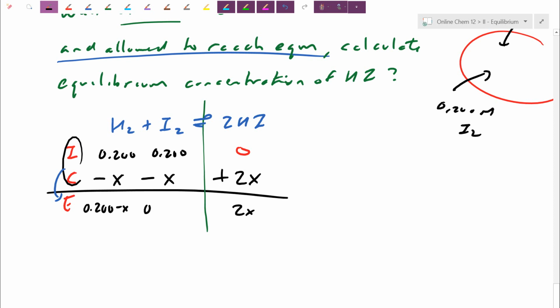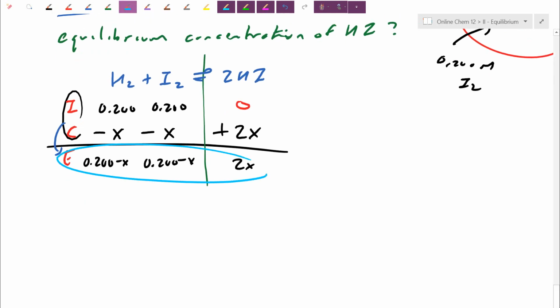If you told me what x is later on, it's just 0.2 minus x, 0.2 minus x. So, doesn't seem to be very helpful here, but at least I filled in the table with these placeholders. Again, whenever you have these numbers in the equilibrium row, you're ready to put it into the KEQ expression. KEQ is a product over reactant ratio.